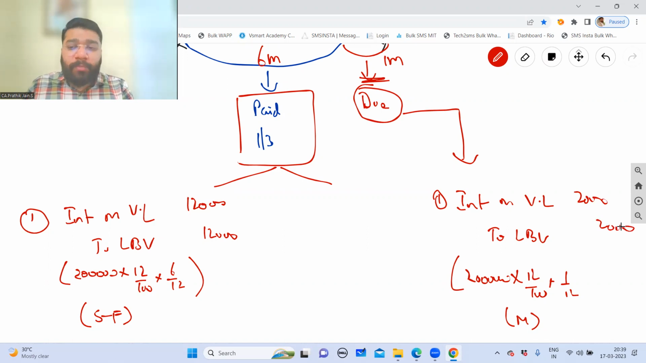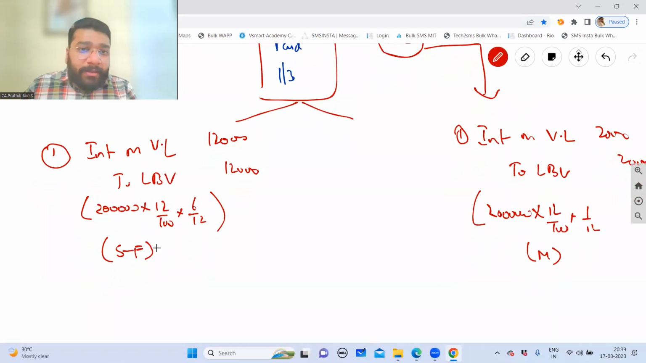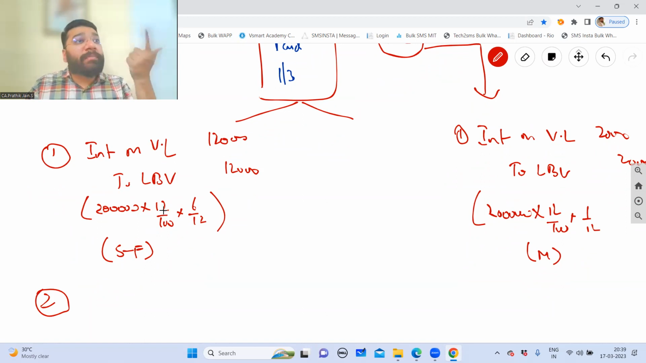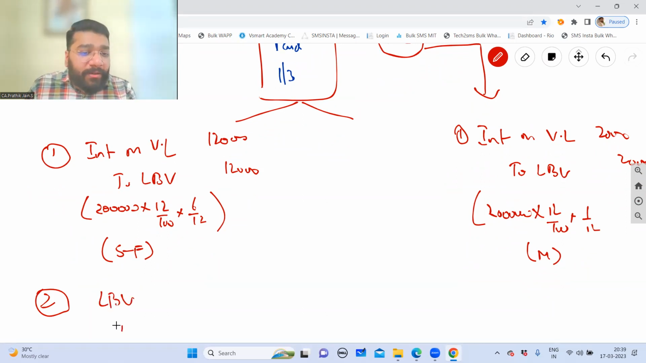2,000, 2,000. So for both I pass the due entry. Any problem here? Online people, any problem here? No, sir. Then for this, what they're telling is that this 12,000 is being paid. So what is the payment entry? Loan by Vijay to bank or cash, 12,000, 12,000.